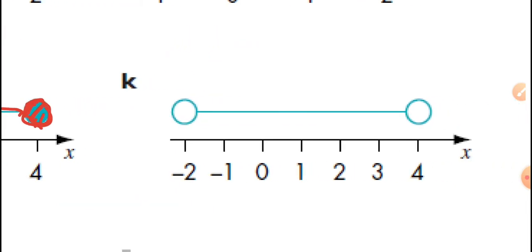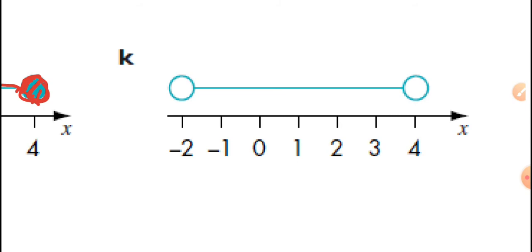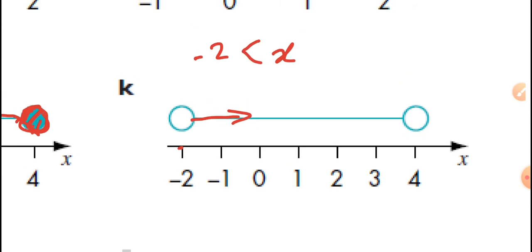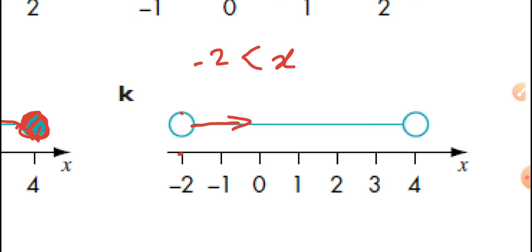Moving on to K. Again, because I can see 2 circles, I'm going to write the x first. And now looking at this one, it's down to -2. Now because the line is going this way, x has to be greater than -2. And because it's not shaded, I'm not going to put the equal sign in. Now looking at the 4, x is less than 4, so I'm going to put this sign in. And because it's not shaded, I'm not going to put the equal sign in. So for question K, x is greater than -2 but less than 4.